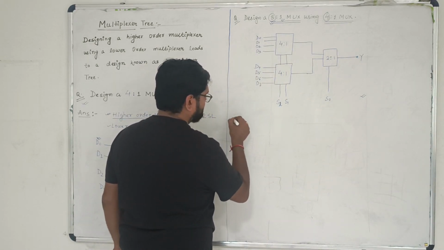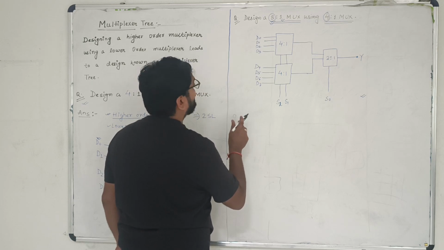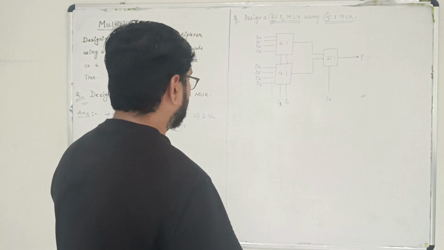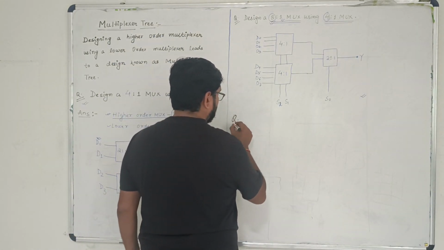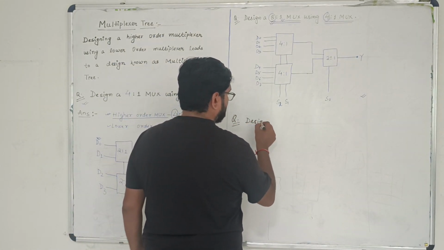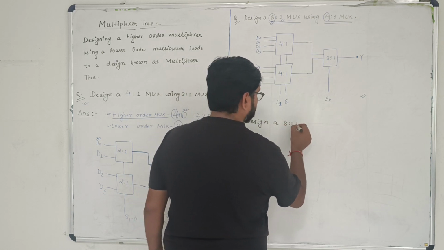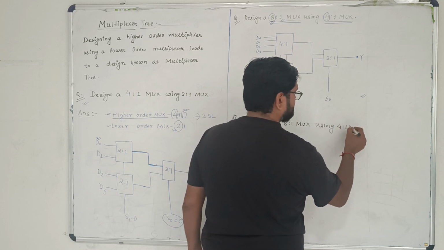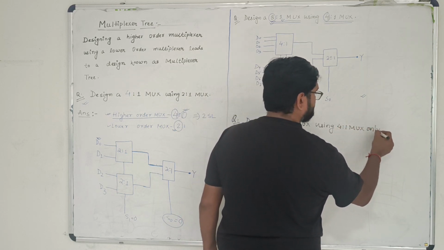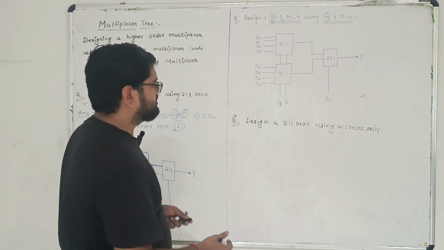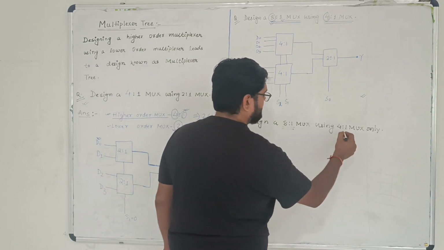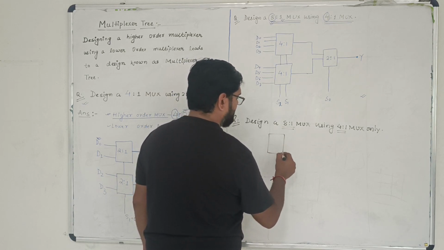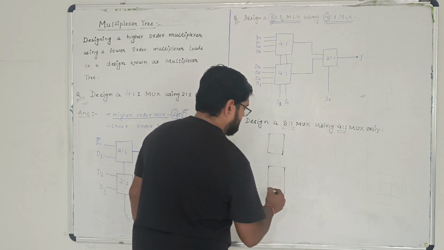Next, I am just repeating that question, same question. It is like design a 8:1 MUX using 4:1 MUX only. So in that case, the same thing implies, the first thing is very simple. It will be 8:1, 4:1. So how many 4:1 are required at the input side? 2 4:1. So I am drawing those 2 4:1 MUX.